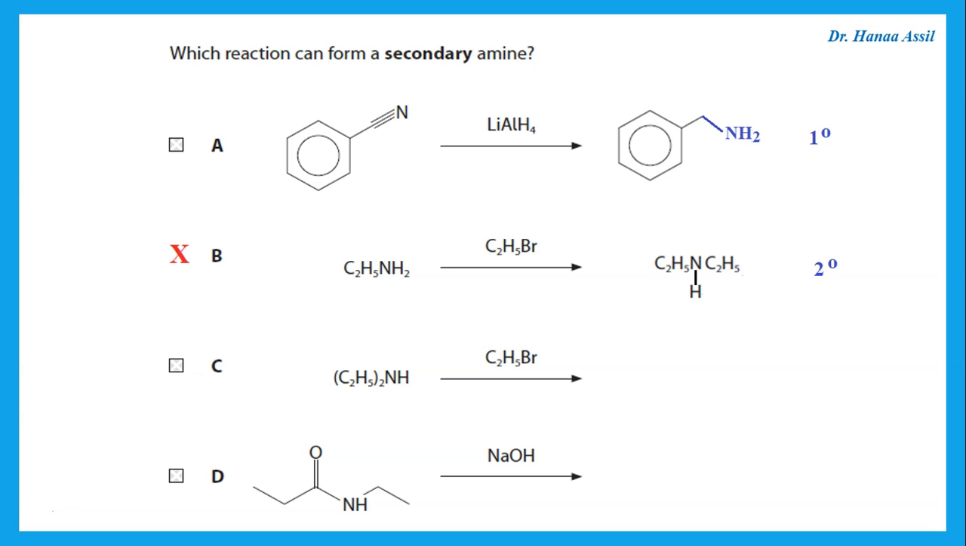Now, this one is a nitrogen in C. It's a nitrogen that already has 2 alkyl groups, and I'm reacting it with another alkyl halide that puts 3 alkyl groups. So this is a tertiary amine. And this last one, we have an amide with sodium hydroxide. Remember, this would be alkaline hydrolysis of the amide. So that would break that bond to form the sodium salt and an amine. And that amine that is formed there is also a primary. So our answer was B.